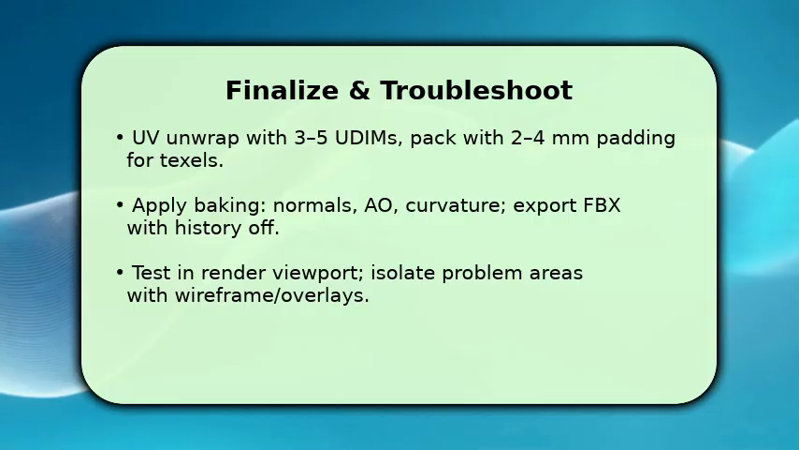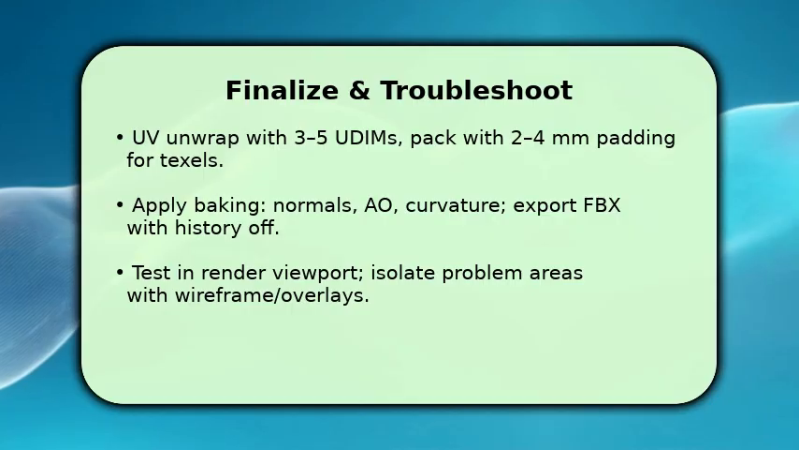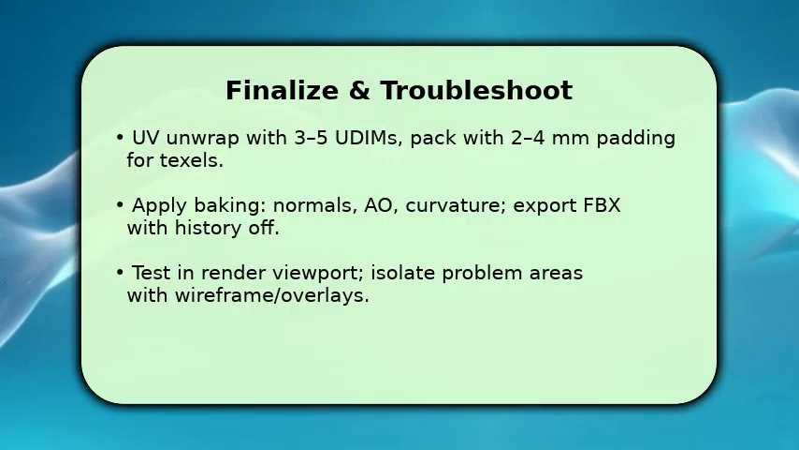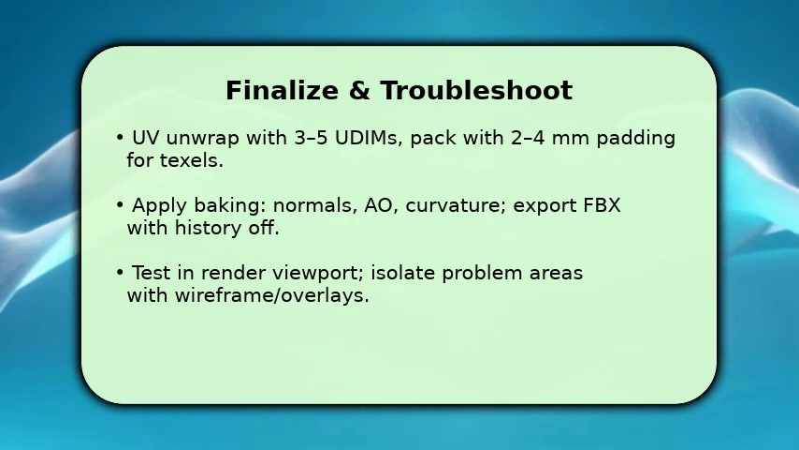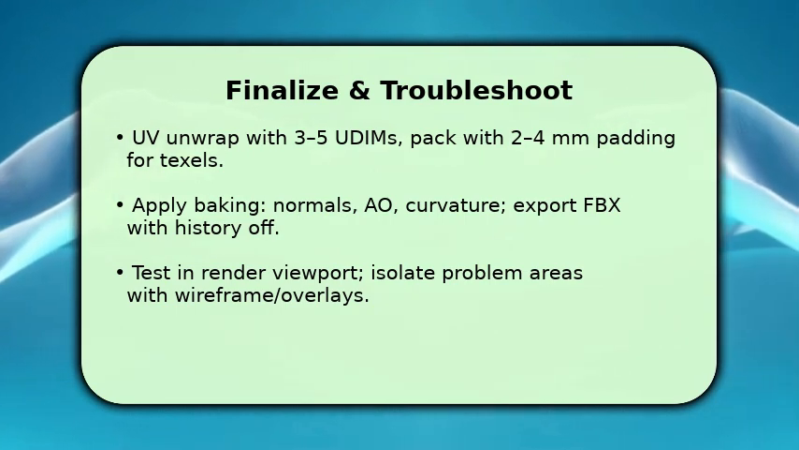For troubleshooting, test the mesh in the render viewport and use wireframe and normals overlays to find flipped faces or non-manifold geometry. If you spot artifacts, revert to the saved incremental file, fix topology, and rebake. This keeps your final asset clean and reliable.